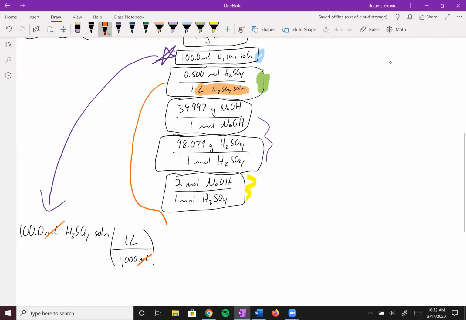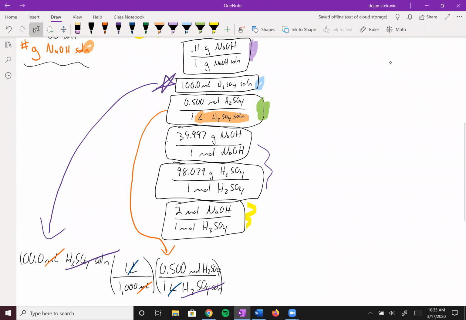So we're going to plug this in right here. We have liters of H2SO4 on the top, so we can leave it just as it is, and liters of H2SO4 should go down on the bottom. So 1 L H2SO4 solution, 0.500 moles of H2SO4. And so we can see a number of things are going to cross out here: H2SO4 solution, H2SO4 solution, as well as these liters. So now we're at moles of H2SO4. Is that what we want? No, we want grams of sodium hydroxide. So we got to keep going.